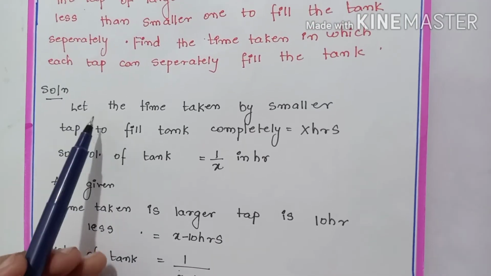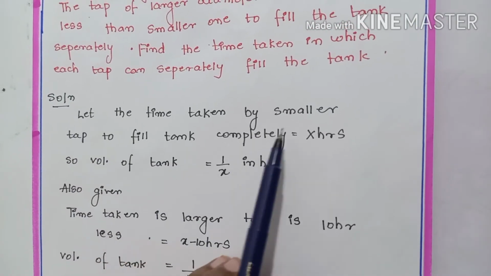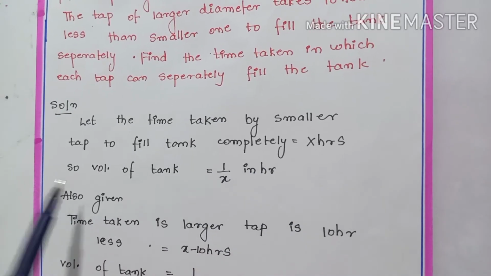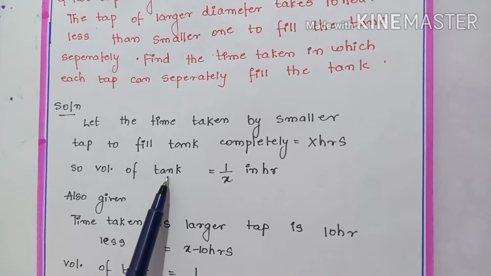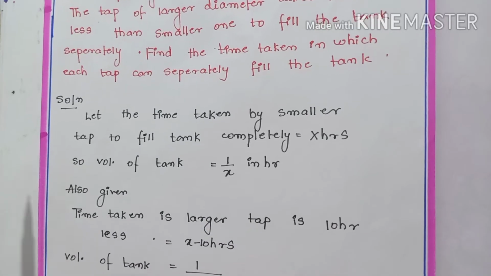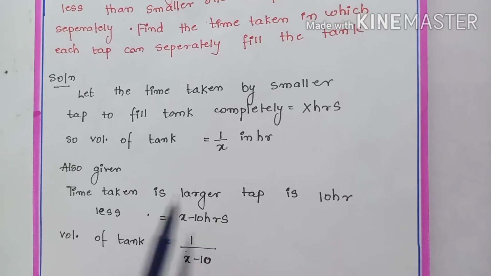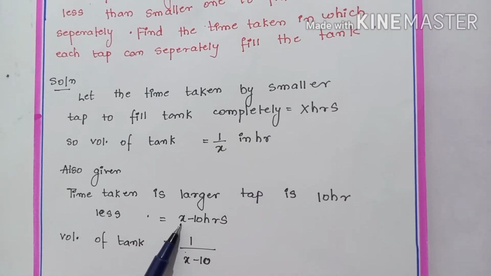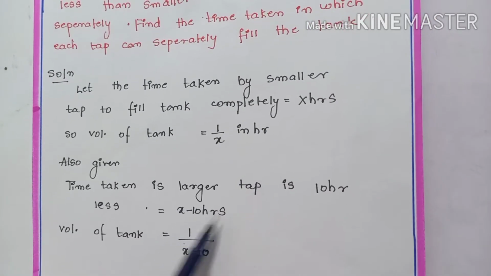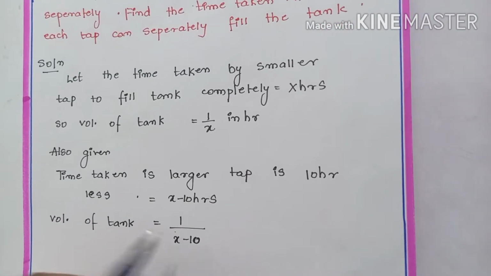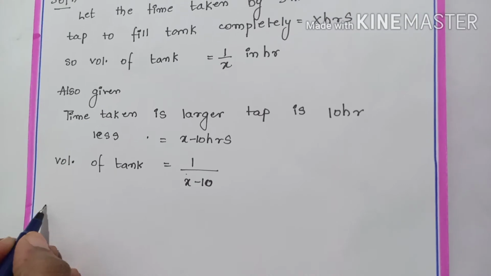First you note down this: let the time taken by the smaller tap to fill completely be x hours, and the part of the tank filled in 1 hour is 1 by x. Also from the question, the time taken by the larger tap is 10 hours less than the smaller tap, that means x minus 10 hours. The part of the tank filled in 1 hour becomes 1 by x minus 10.